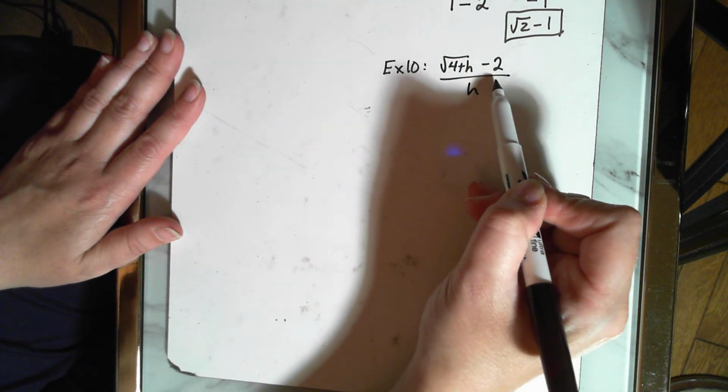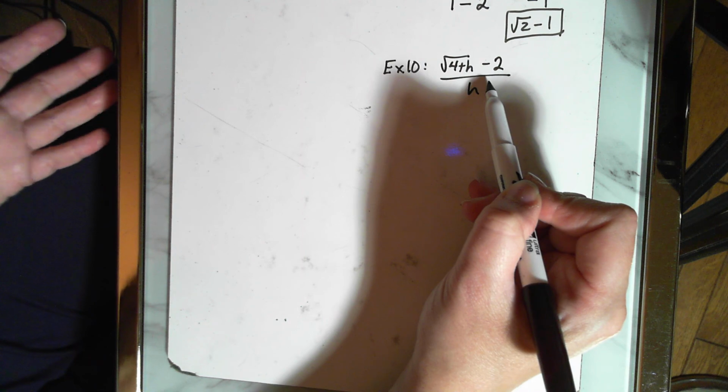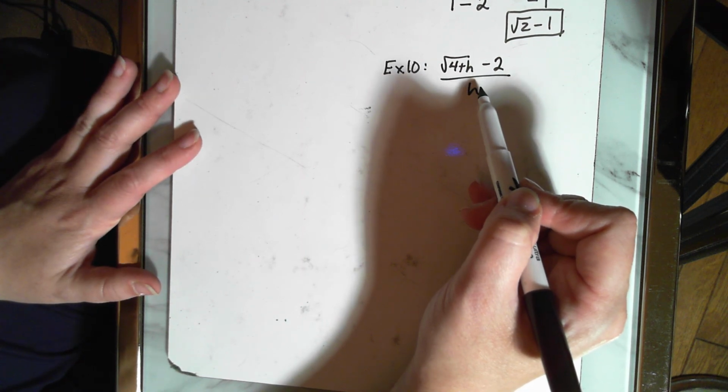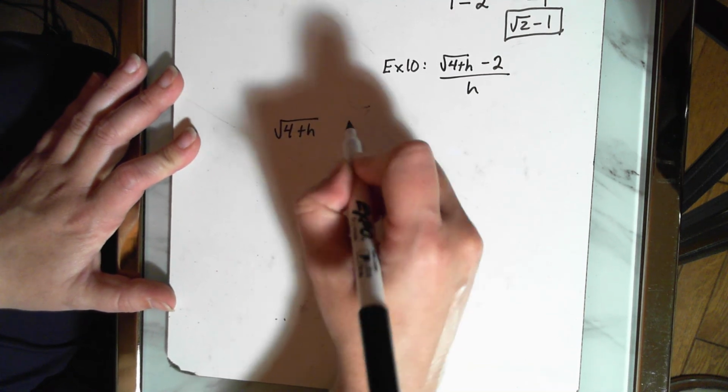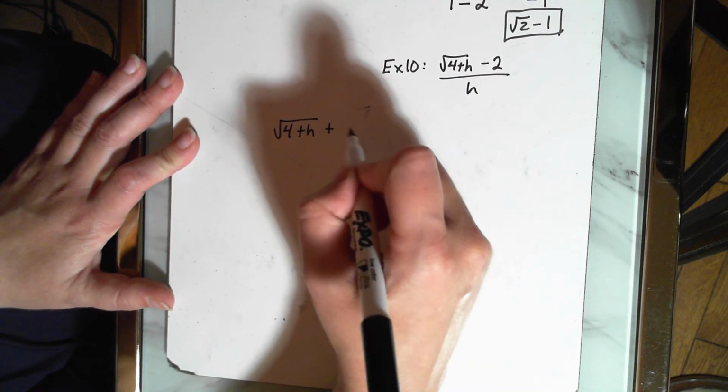Now in example 10, we're going to do the same thing, except I'm going to remove the square root from the numerator. Now, we don't use that one as often. Sometimes it's important to know how to do that. Sometimes it's not. But we're just going to review it as well with our example 9.